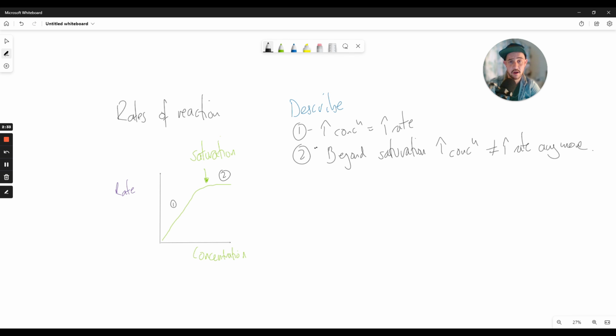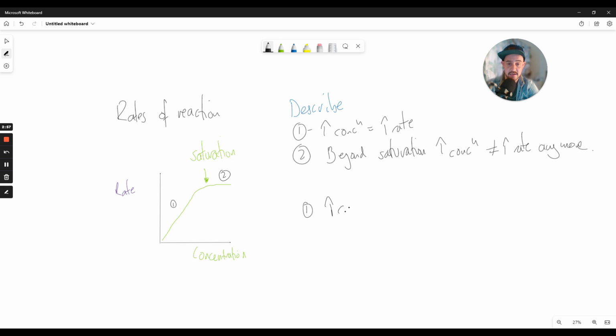If you start saying why, then you're not describing anymore, you're explaining. And if you're asked to explain, you've got to make sure that you don't just say what's happening, but you say why. And that's what we're going to do now. So it's quite simple, really. In section 1, the reason why the rate increases because concentration increases is simply the fact that there is more collisions between enzyme and substrate.